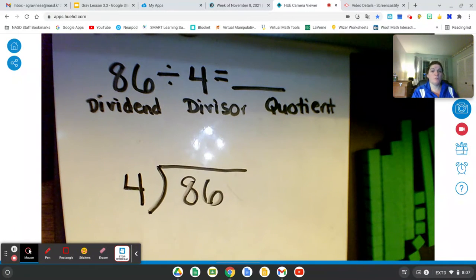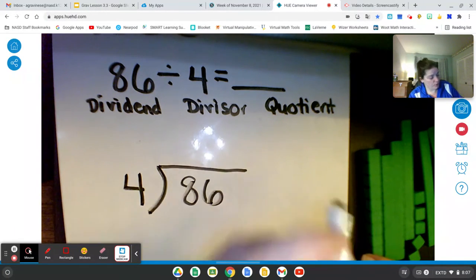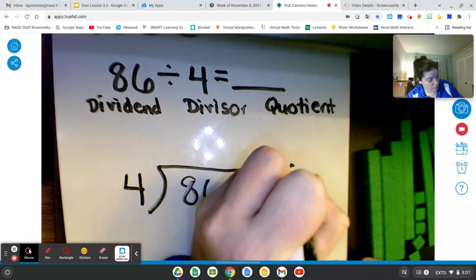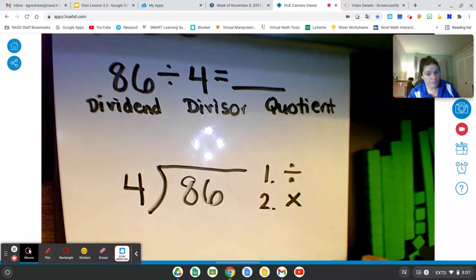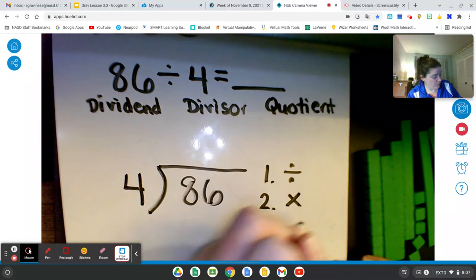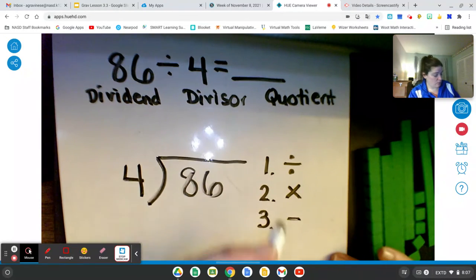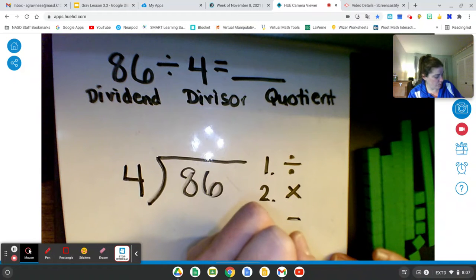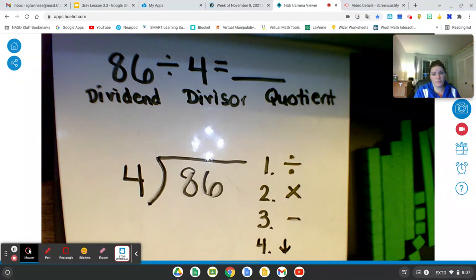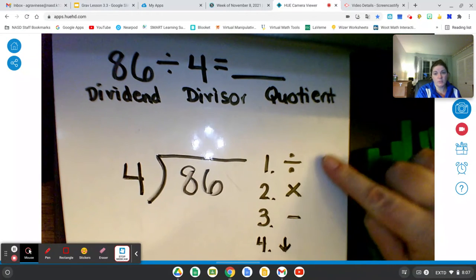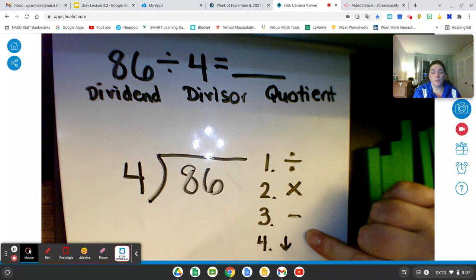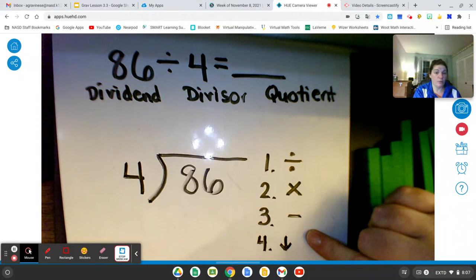So there are 4 steps when we divide. The very first step is to divide. The second step is to multiply. The third step is to subtract. And the fourth step is to bring down the next digit. And we just end up repeating this cycle as many times as we need to either get a whole number answer or maybe a number with a remainder.